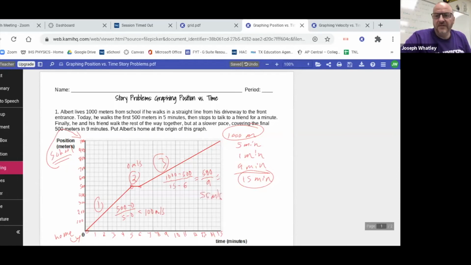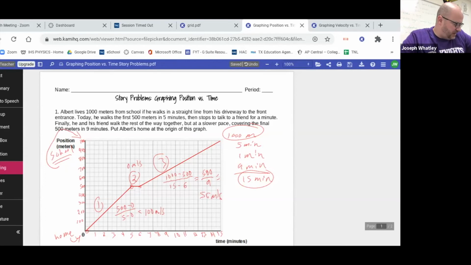Okay, so now I've got the slope of each of those lines, right? We should be okay with how I got the slope. I looked at 2 points along the line, and I did the change in y over the change in x. And that's the slope for each line segment. I'm going to graph those slopes now because the slopes are the velocities.